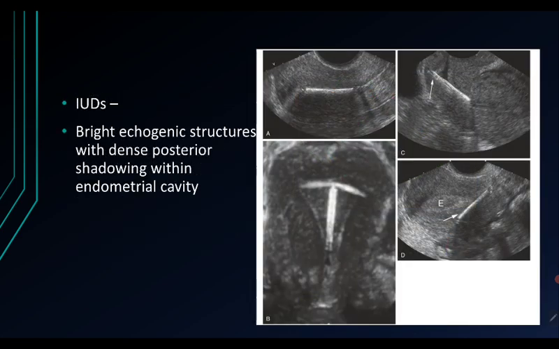Then how an intrauterine contraceptive device looks: you can diagnose it on ultrasonography if there is a missing thread. If you are missing the thread, you can suspect a misplaced or missing device. In such cases you can go for ultrasound to get the proper location in the cavity. Then you plan management, and what precautions are to be taken preoperatively. There are bright echogenic structures with dense posterior shadowing within the endometrial cavity.